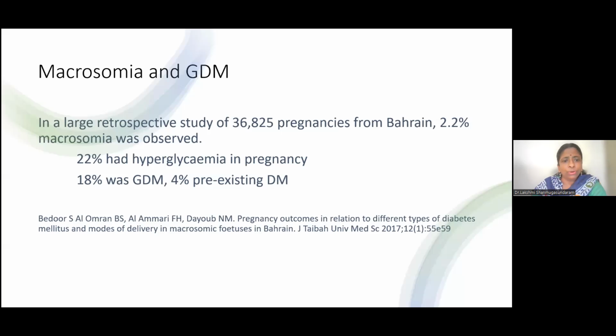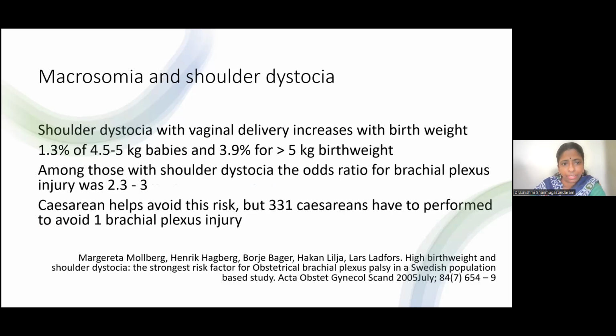Yes, ma'am. Okay. So with macrosomia, this was something that I wanted to share with the audience. In a very large study, and this has already been discussed by Dr. Sudarshan, not all macrosomic babies are diabetic babies. In this large cohort from Bahrain, among the large for gestational age macrosomic babies, 22% were those with hyperglycemia in pregnancy, which means that more than 75% did not have diabetes. In this group, they gave a shoulder dystocia risk of 1.3% for those between 4.5 to 5 kilogram, and a 4% shoulder dystocia risk for those above 5 kilogram.